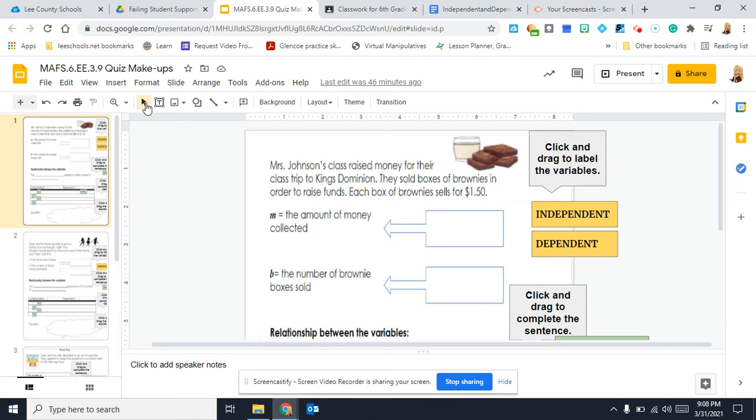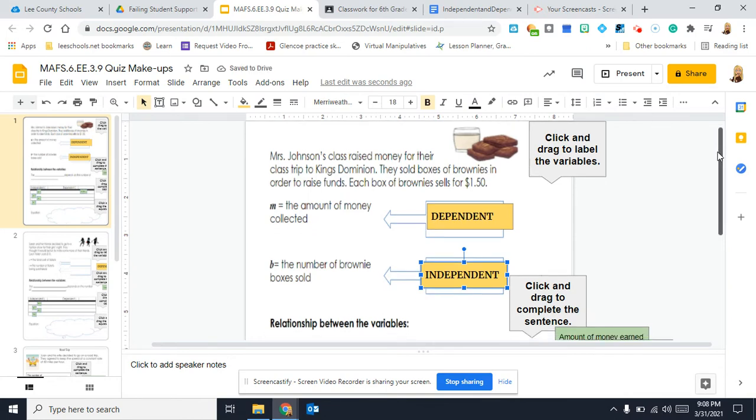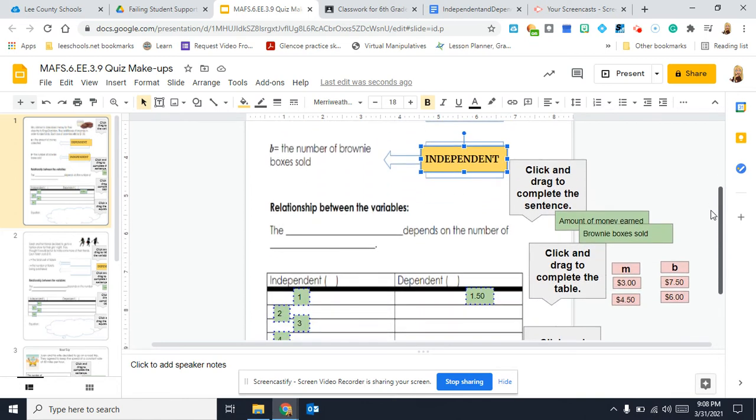So I'm on my arrow and I am going to click and drag the independent or dependent variable to the proper place. So we said the amount of money collected is dependent. It depends on how many brownie boxes I sell. If I sell just a few, I don't make much money. If I sell a whole lot, I make a lot more money. So the number of brownie boxes is independent and the amount of money collected is dependent. Now we'll scroll down using our bar to the side and we'll do the next section.